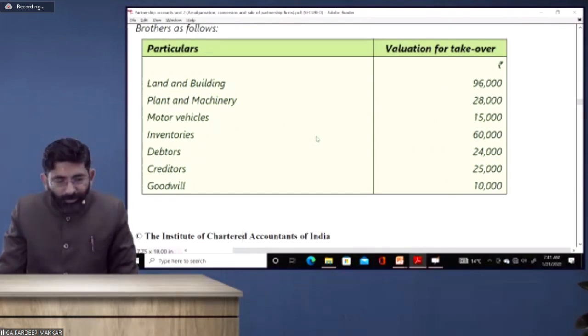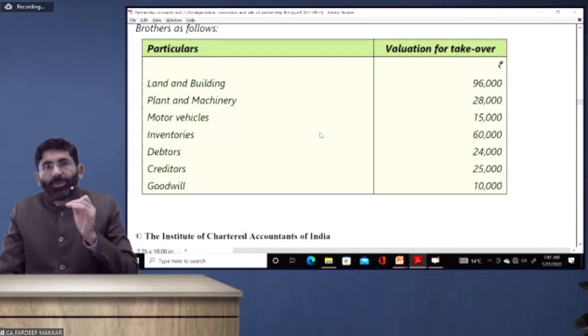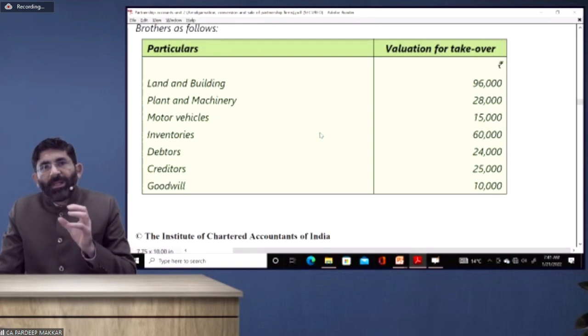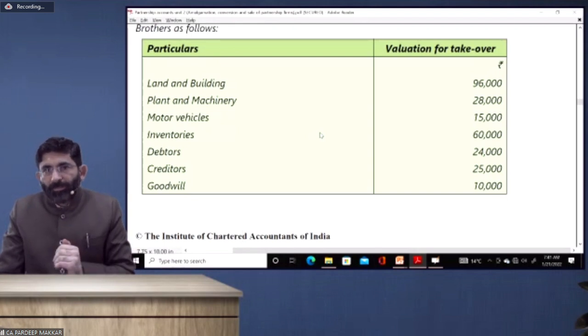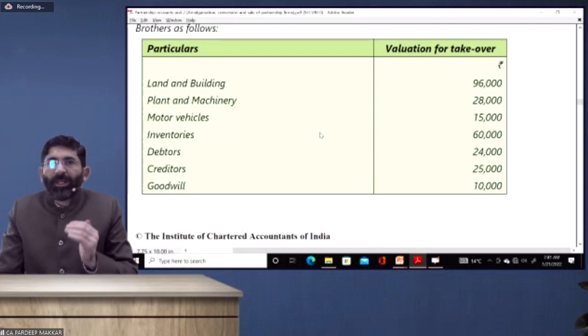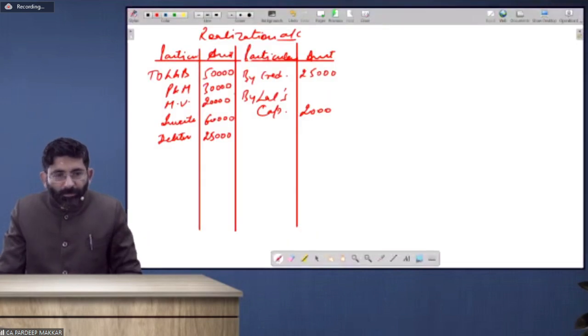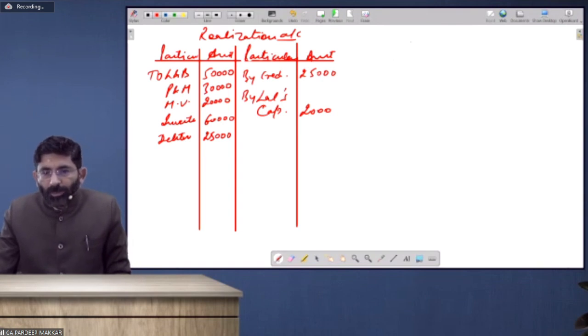So with this, you can easily find out the purchase consideration, or the amount you will receive in total from Hari Limited. So for that, you have to calculate the PC, purchase consideration. Purchase consideration is a new word, but it is simply the net amount received from the purchaser. That amount may be received in cash or kind, meaning in any way. So there is no problem. So, calculation of PC.